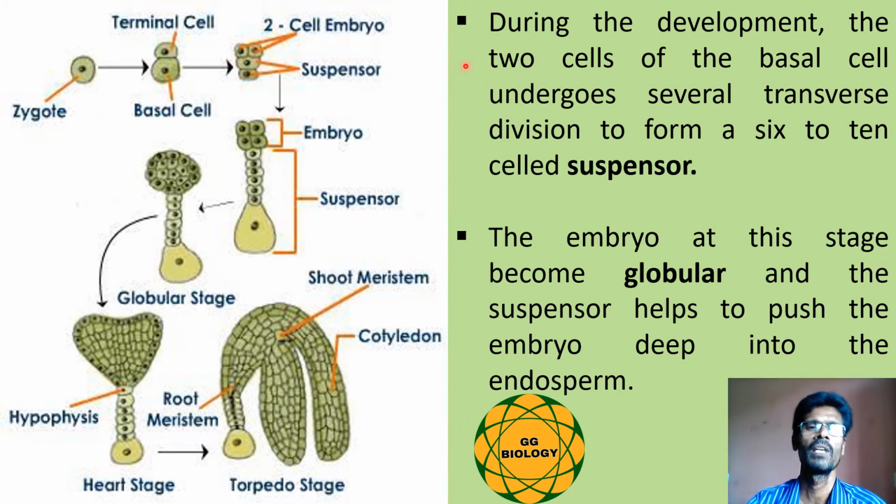During development, the 2 basal cells undergo several transverse divisions to form a 6 to 10 celled suspensor, so the basal cells multiply to produce the suspensor. The embryo at this stage becomes globular, with a globe-like shape, and the suspensor helps to push the embryo deep into the endosperm. This is the suspensor, which is responsible for pushing the embryo deep into the endosperm.